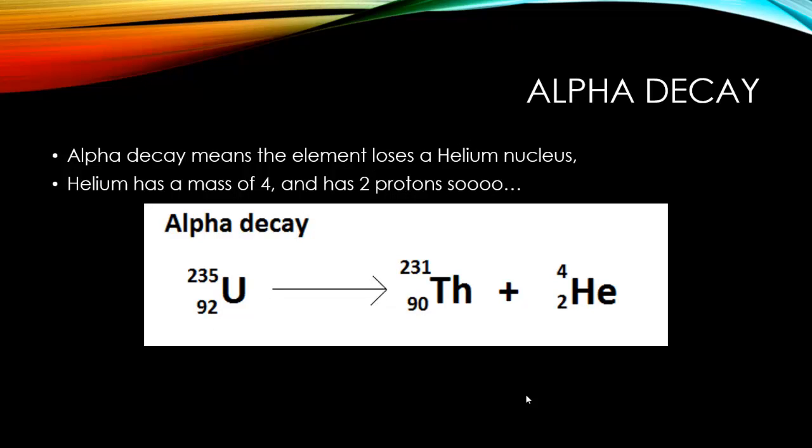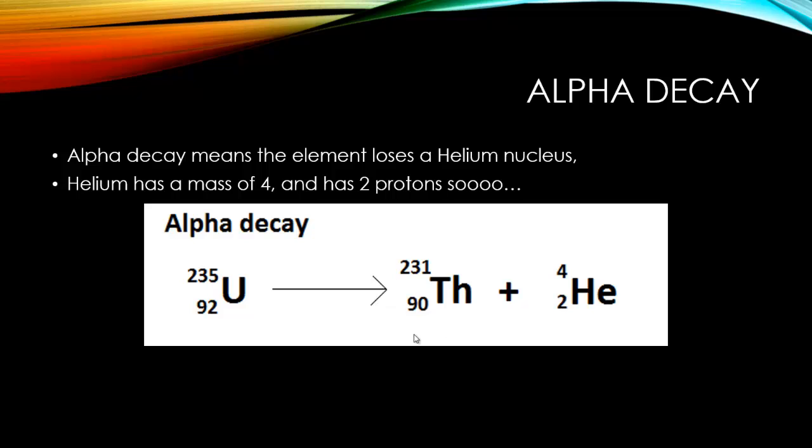Helium has a mass of 4, and it has 2 protons, so that example right there of uranium breaking down is alpha. Every alpha decay reaction, every single one, is always going to make that helium at the end there. And that's because that is what's called an alpha particle. The helium there is an alpha particle.